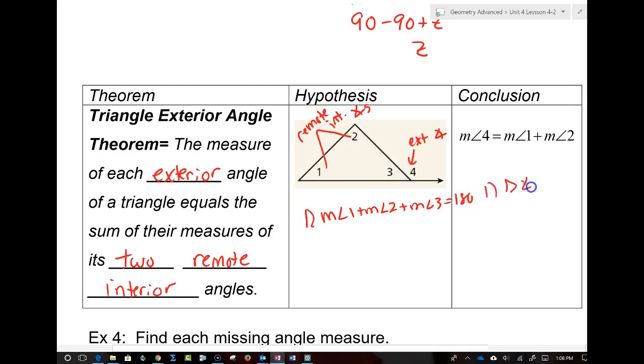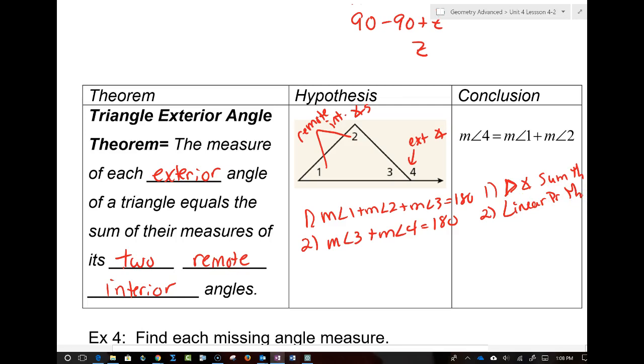That's the triangle angle sum theorem. Basically our very first theorem today. The triangle angle sum theorem. Would you also agree with me that the measure of angle 3 plus the measure of angle 4 is equal to 180? That's the linear pair theorem. You guys with me so far? All right, so we got the linear pair theorem.